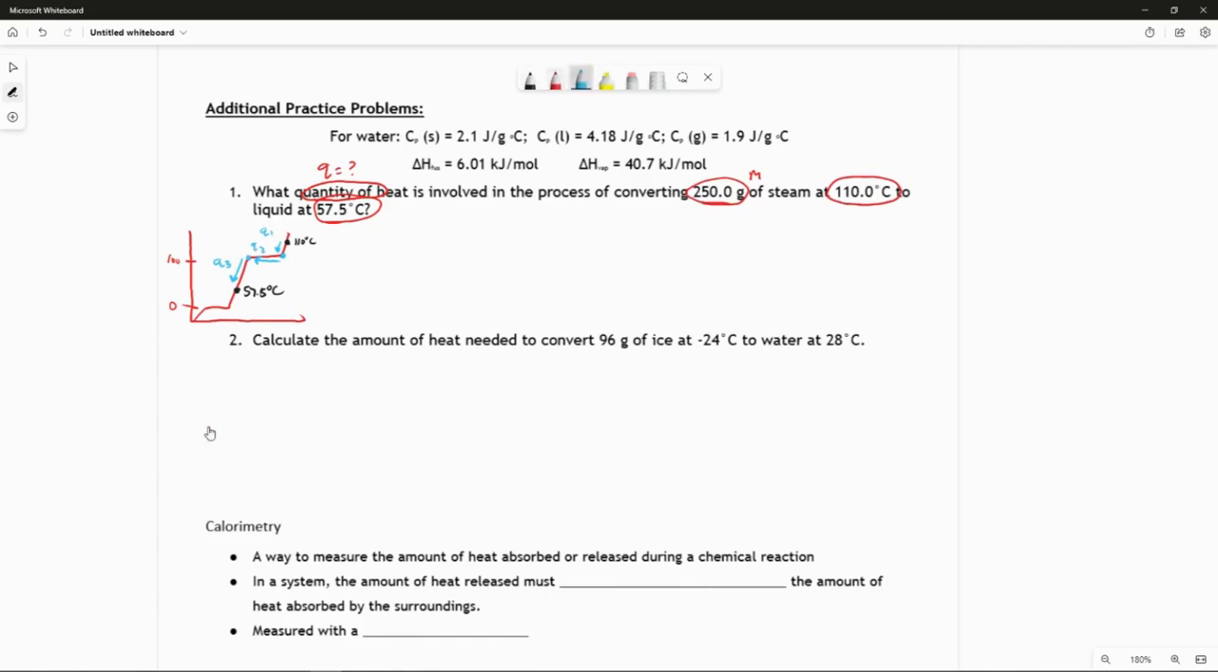Q1 is going from 110 to 100 degrees Celsius. So you can calculate the change in temperature already. Delta T is final minus initial. You're starting at 110, but you're ending up at 100. That means your 100 is the final. 100 minus 110 gives you negative 10 degrees Celsius as your delta T. Going from the top point, 100 degrees Celsius, to 57.5 is similar. 57.5 is going to be the final. 100 is the initial, because you're moving downwards to 57.5 degrees. So your delta T, final minus initial, is going to give you negative 42.5 degrees Celsius.